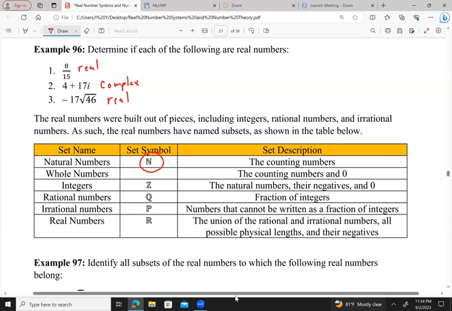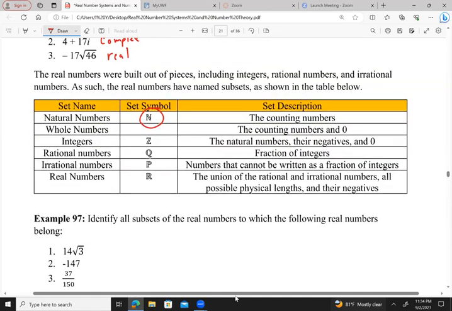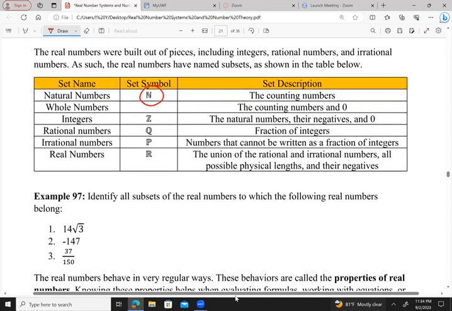Then we have rational numbers, which are fractions of integers. Then we have the irrational numbers, that cannot be written as a fraction of integers. And then we have the real numbers, the union of the rational and irrational numbers, all possible physical lengths and their negatives. So, identify all the subsets of real numbers to which the following real numbers belong.